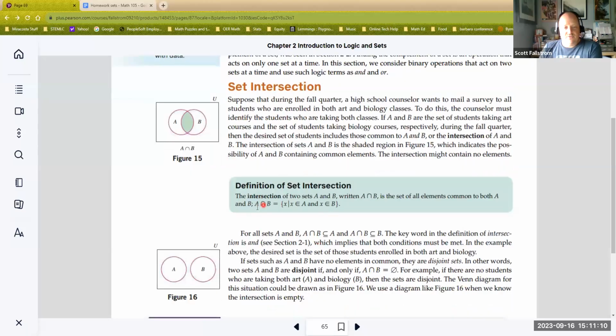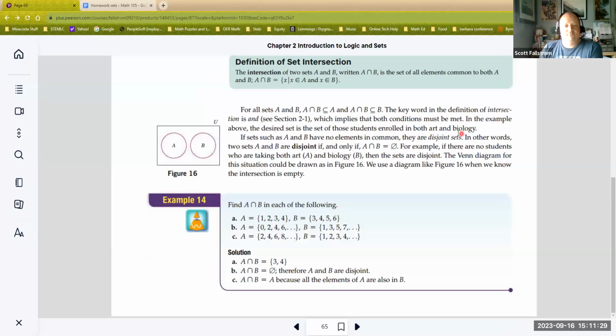Okay, so notice the definition. The intersection is the set of all elements common to both, just like an and statement that we saw originally in 2.1. Both have to be true. That means x has to be an element of A and x has to be an element of B. Okay, so intersection is and.